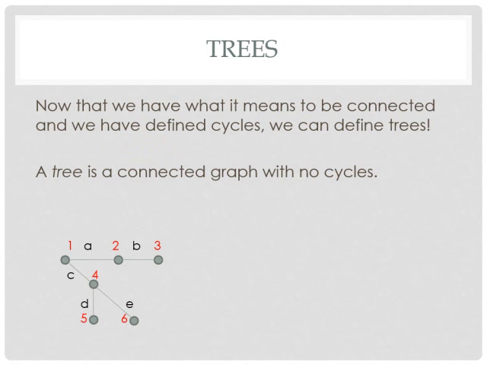Now that we have seen what it means to be connected and what it means to have a cycle, we can define a tree. The formal definition of a tree is a connected graph with no cycles. We'll use this tree that we've used many times before to talk about these two properties of trees.